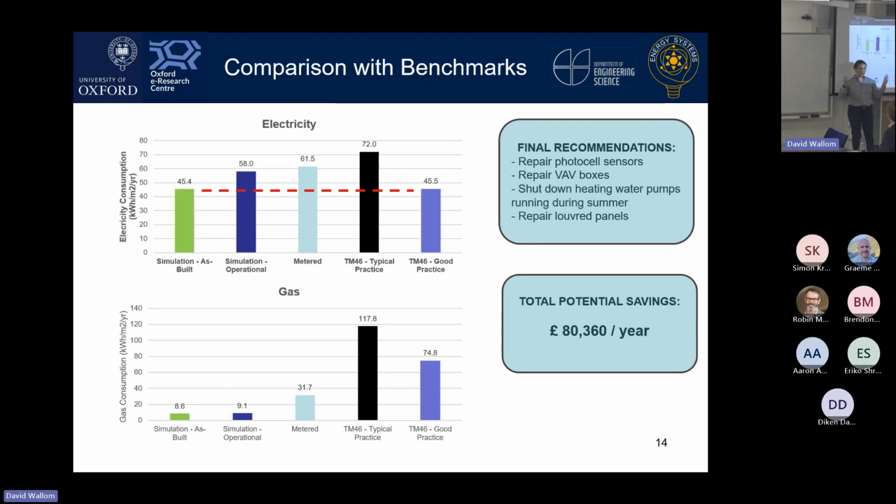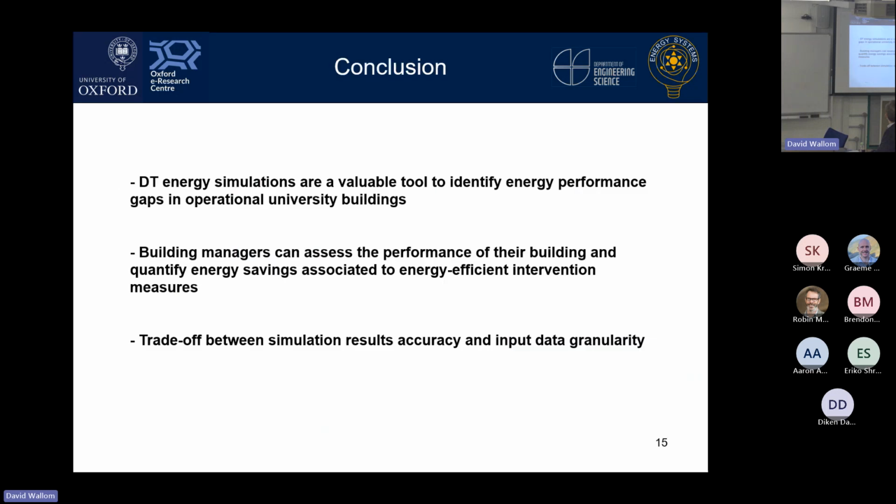Oxford has hundreds of buildings, so I'll let you imagine the amount of money that could be saved if simple digital tools like this are used for our buildings. So to conclude, digital twin energy simulations are valuable to identify performance gaps in operational university buildings. This is a tool that building managers themselves could use to assess the performance of their own building and see how they could save on energy and money.